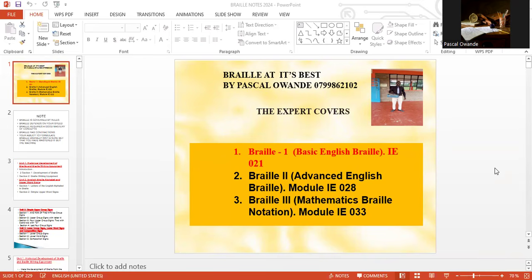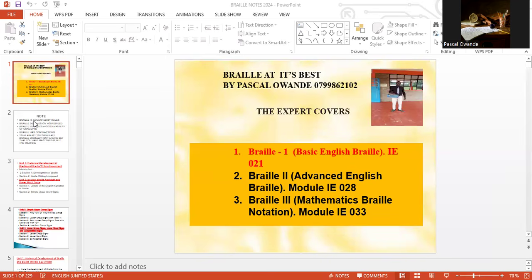And in Braille, we will be able to look at three key areas. The first one, we look at Braille 1, that is basic English Braille, IE 021. The second one, we look at advanced English Braille, IE 028. And the third one, we look at mathematics Braille notation, IE 033.